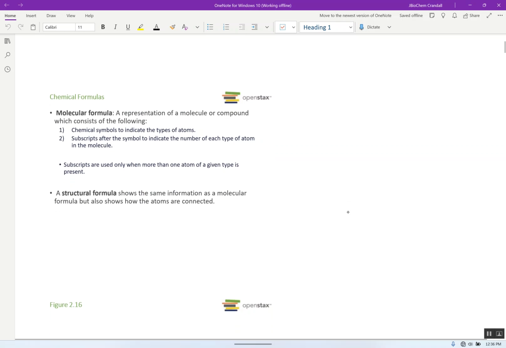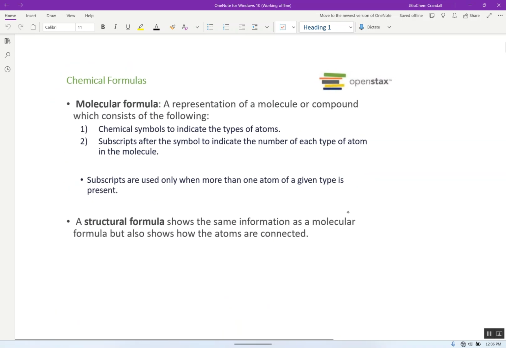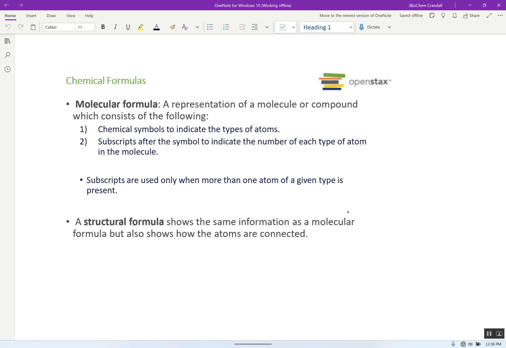Okay. So let's look first here at what is a molecular formula. When we have all these terms, molecular formula, structural formula, chemical formula, what does that mean? So first off, what is a molecule? We should define that. So there are two different types of compounds. There are ionic compounds and there are molecular compounds. Molecular compounds are what we call covalent compounds.